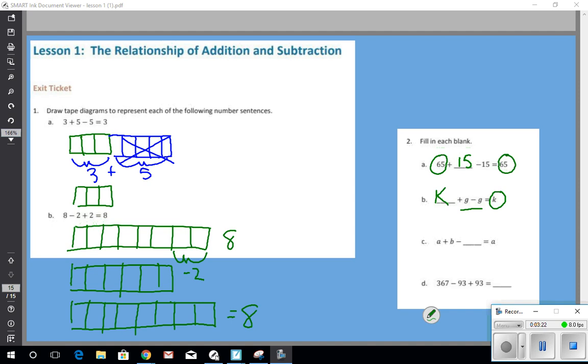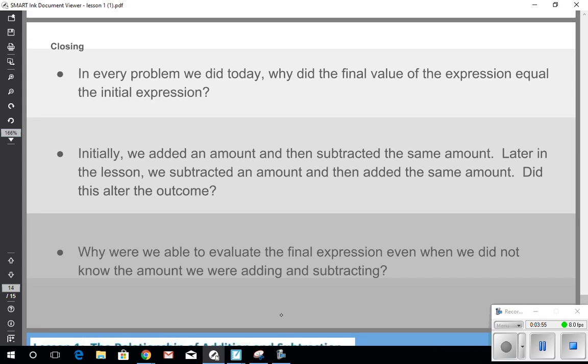So I've got another one that looks like that. A plus B minus something will give me an A. So I'm ending with A, which is what I started with, but if I added B, to be back where I started, I have to subtract B. And the last one, 367 minus 93, but then plus 93. So I took it away, but then I added back to it. I'm right back to the original number I started with. So that is what we worked on in class. And so we need to look at finding what these identities are. So let's take a look at some questions here.